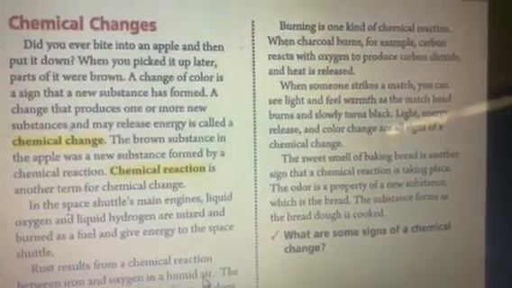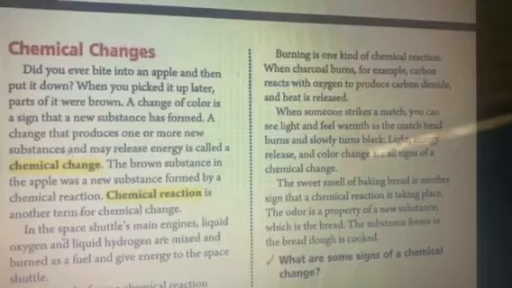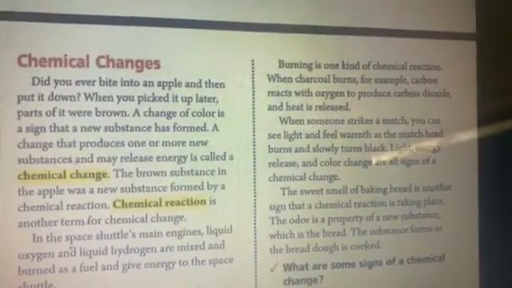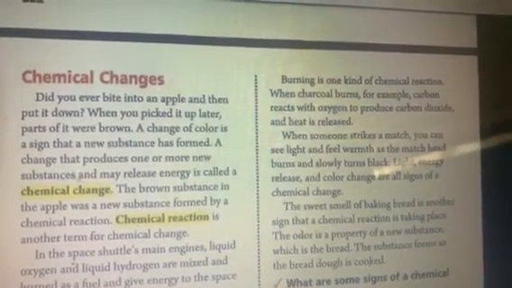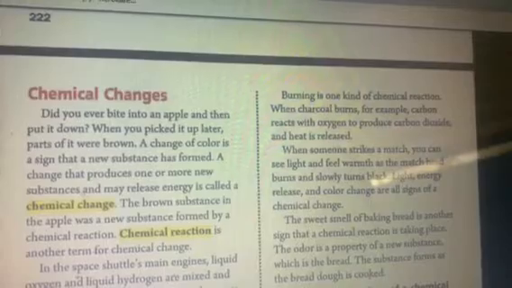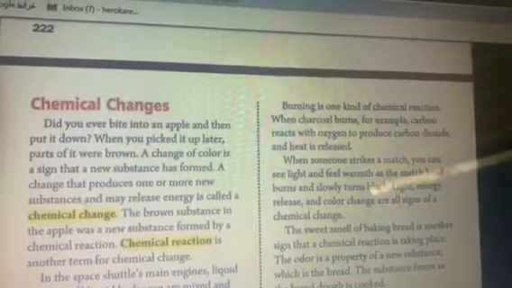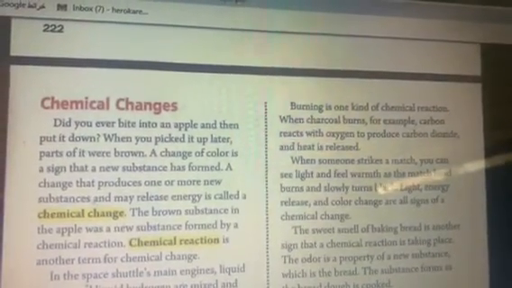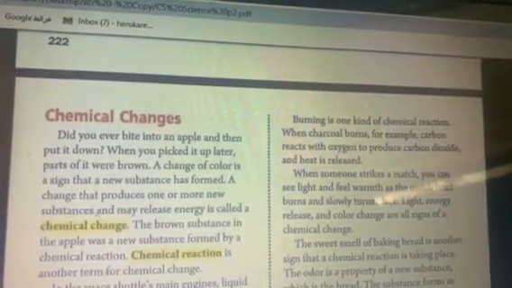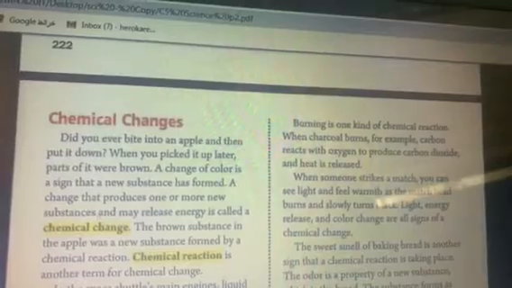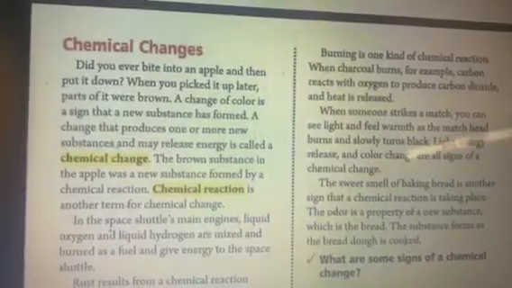In our daily life we will note that when you bite an apple and leave it for a while, you will see a change in color. So the color has changed to brown. So this brown color is a sign of a chemical reaction or chemical changes. Also, if you bite a banana and leave it for a while in the air, you will see the banana has turned brown. So this change in color as well is another example of a chemical reaction.